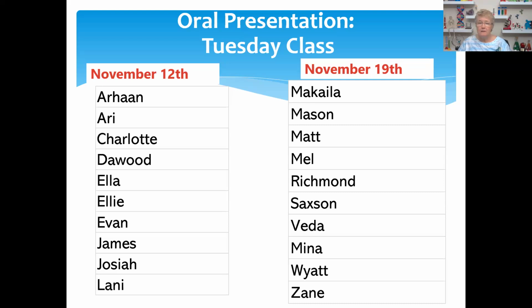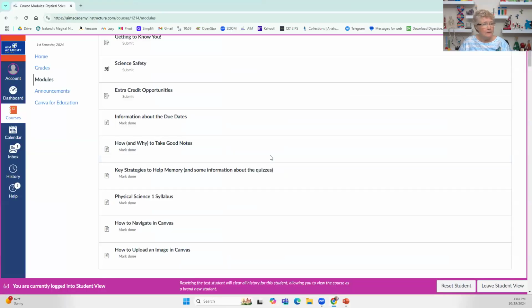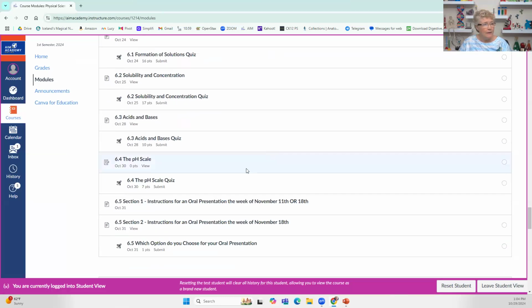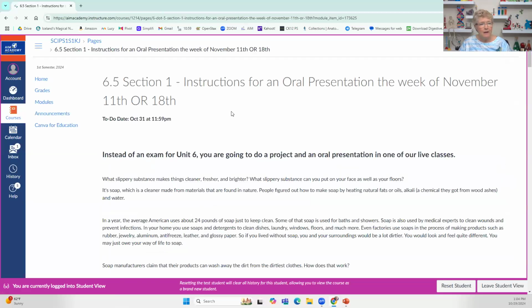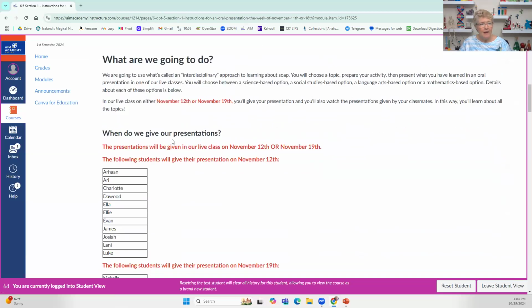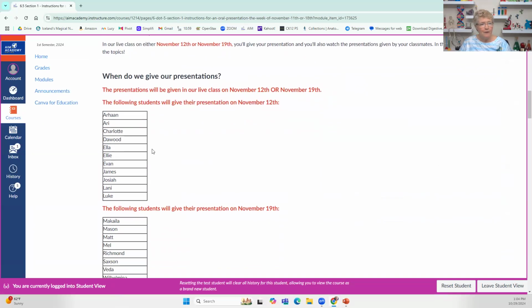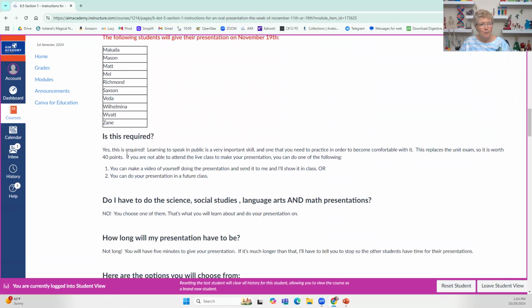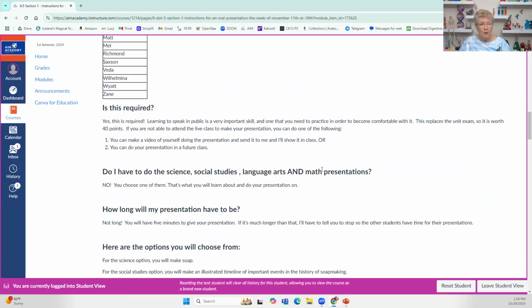So here we go. Instructions for oral presentation. Okay, so if you guys are in section 1, you're going to click right there and it will tell you what you need to do. So read all this, and then this is the people on November 12th. This is November 19th. Yes, it is required. It's worth 40 points. This replaces the unit exam. You do not have to do all of them.